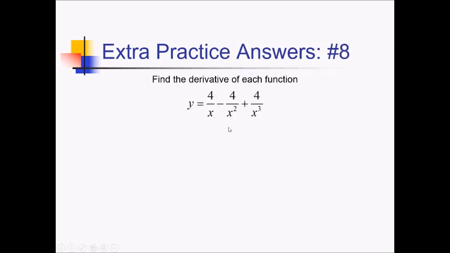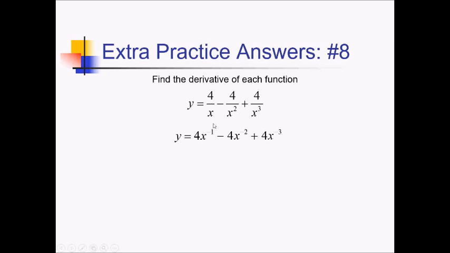To take the derivative of this function, I'm first going to rewrite these with negative exponents. So this is going to be 4x to the negative 1 minus 4x to the negative 2 plus 4x to the negative 3. Now that I've done this, I can use the power rule on each of these because this is just x to a constant at this point.